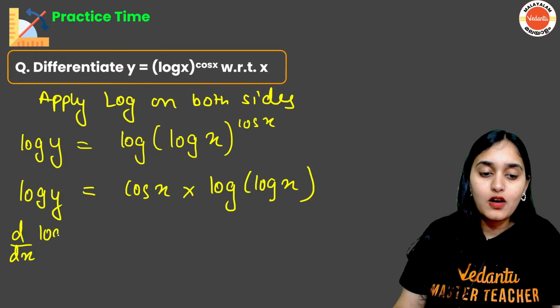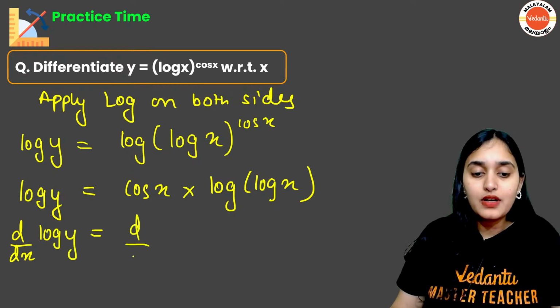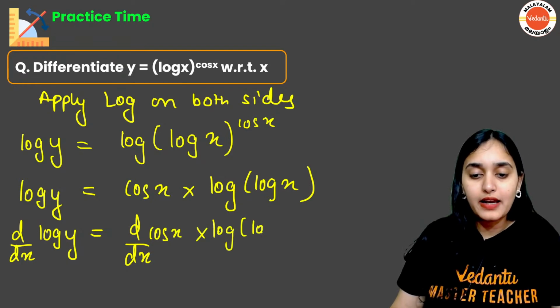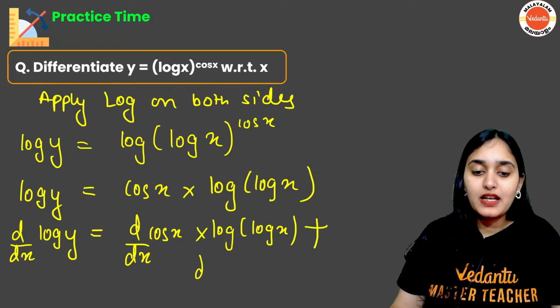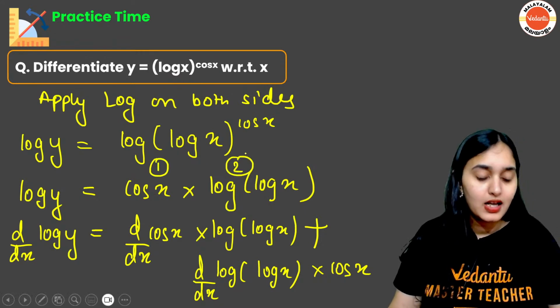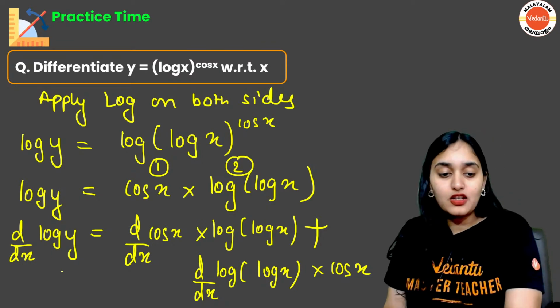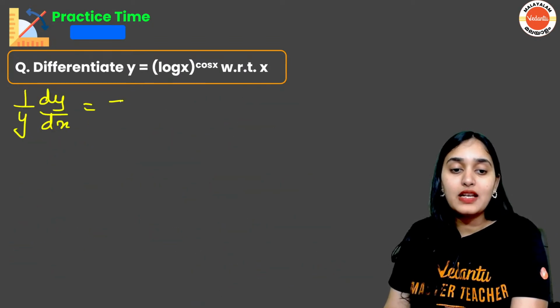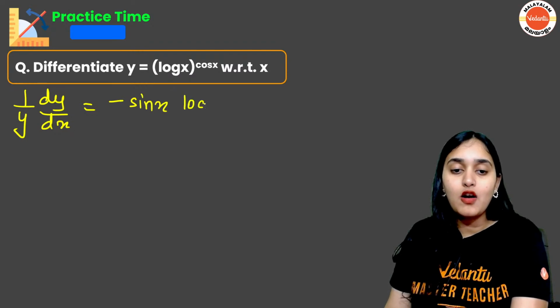Differentiation of log y is equal to differentiation of cos x into log of log x plus differentiation of log x into cos x, because it is the product rule, first function into second function. We will apply the product rule. What is differentiation of log y? Log y is 1 upon y dy by dx. Next, cos x differentiation is minus sin x into log of log x.